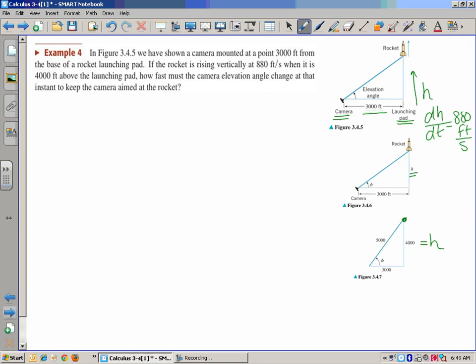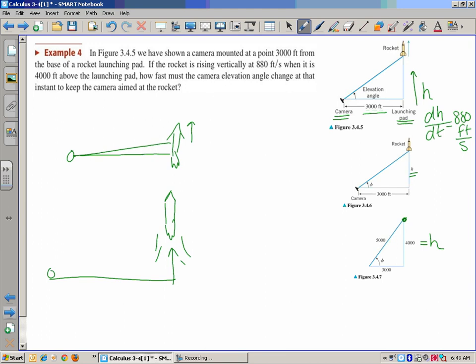Okay, so let's just do this for a second. I'm just going to show you something. Here's the camera, and here's our rocket. That's a rocket, by the way. And so our rocket is going to go up. Right here, the camera has that angle. Now, as the rocket is launched into the air, going very fast, the camera is still here, but now look at this angle of elevation.